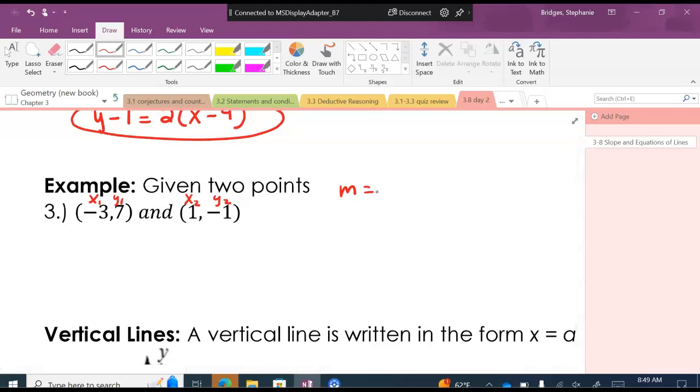Now, y2, what is y2? What did I label that? Negative 1. Minus, what is y1? 7. Over x2 is 1. Minus x1 is negative 3. And again, if you are not comfortable with adding numbers like this, make sure you use a calculator. Negative 1 minus 7 is what? Negative 8. And 1 minus a negative 3 turns to 1 plus 3, which is 4. And what does negative 8 over 4 reduce to be? Negative 2.